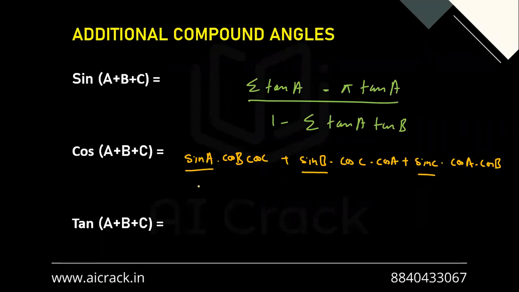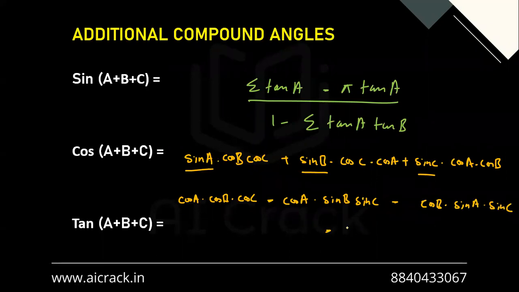Now in case of cos of a plus b plus c, there is one additional term and a little bit of change in sign. So basically that will be cos a dot cos b dot cos c minus cos a sin b sin c minus cos b dot sin a sin c minus cos c dot sin a sin b. So again, a similar kind of pattern. This is the additional term and these are the negative signs over here. So these are very easy to remember.